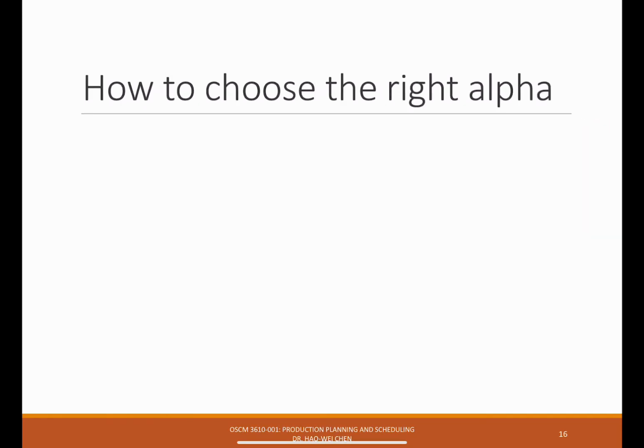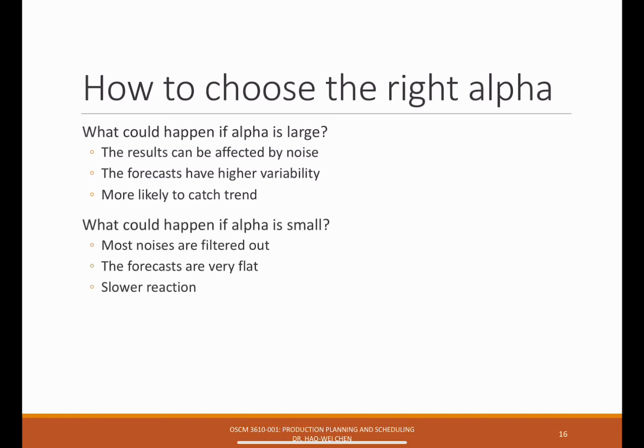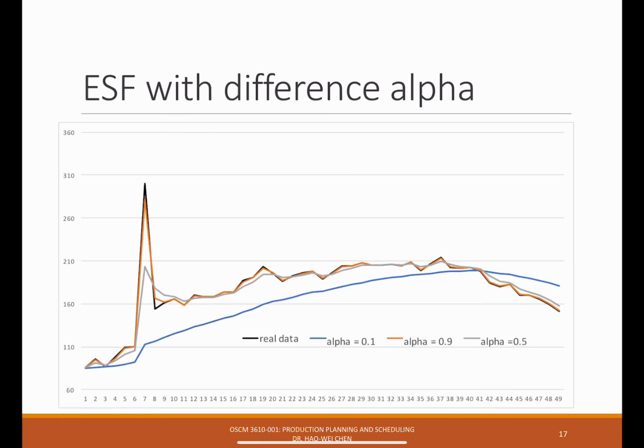Again, how can we choose the right alpha? When the alpha is high, the result can be affected by noise, and the forecast will have a higher variability, but you will be able to catch the future trend more easily, because when the alpha is higher, you put more weight on the most recent data. But if the alpha is much smaller, the noise can be filtered out, but the forecast will be pretty flat and the reaction will also be slower. And this is the same pro and con as compared to the moving average.